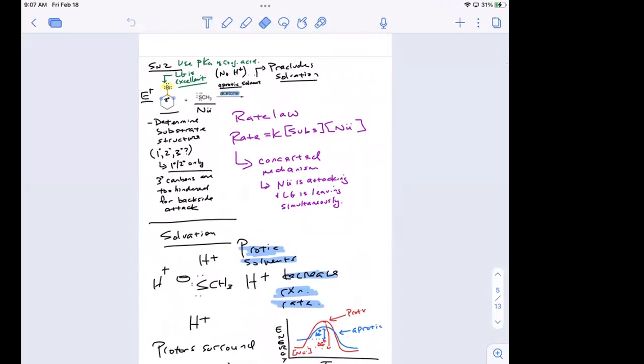We talked about the types of substrates that work best. Primary and secondary can both do SN2. Tertiary cannot because it's too crowded for that mechanism to take place. We also talked about the solvation of the nucleophile, so we have to use an aprotic solvent. And there's a list in this handout that has all the solvents, aprotic and protic and all that stuff in there.